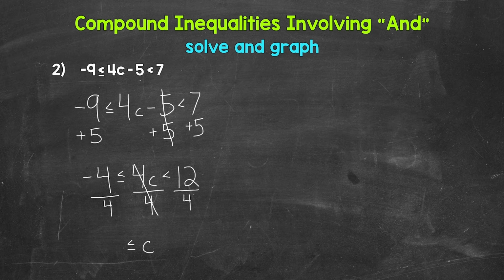C is greater than or equal to, on the left, -4 divided by 4 gives us -1. And C is less than, and then on the right, 12 divided by 4 gives us 3. So C is greater than or equal to -1 and less than 3. In other words, C has to be greater than or equal to -1 and less than 3. So C has to work for both, satisfy both.